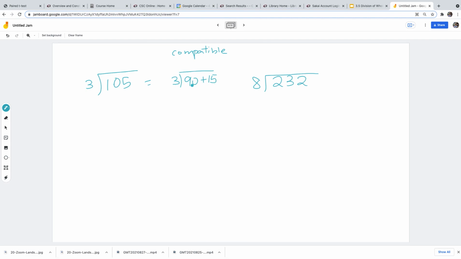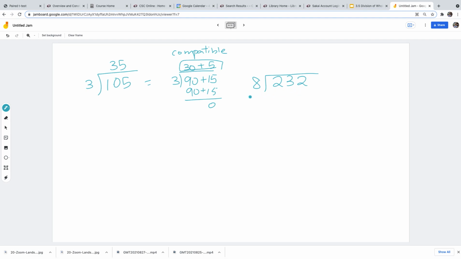3 times what makes 90? I know that 30 makes 90. So 3 times 30 is 90, right? And 3 times what makes 15? 3 times 5 makes 15. So I have no remainder. And the quotient is 30 plus 5. So I can say that is 35. Right? How about this one?